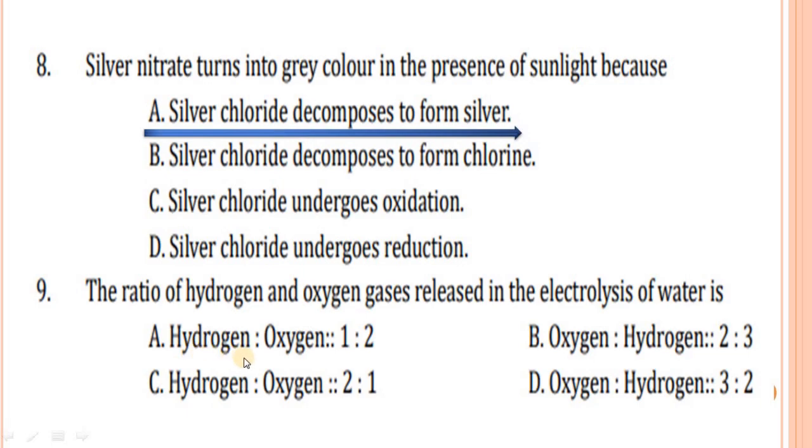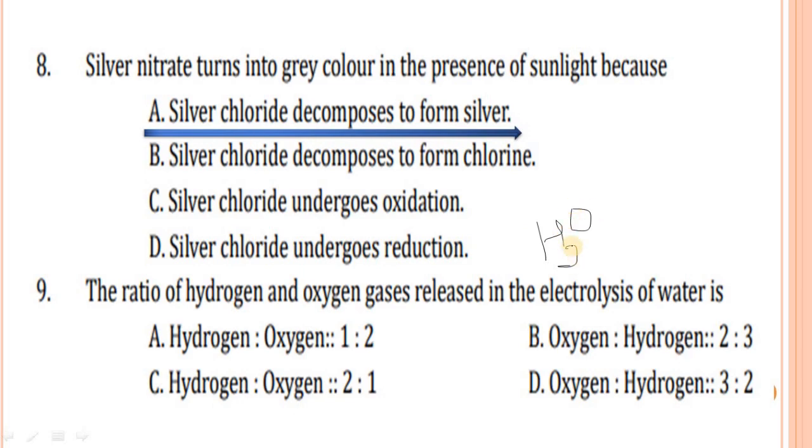Option A, hydrogen and oxygen ratio will be 1:2. Oxygen and hydrogen ratio will be 2:3. Hydrogen and oxygen ratio will be 2:1, and oxygen and hydrogen ratio will be 3:2. As you know, the formula for water molecule is H2O.